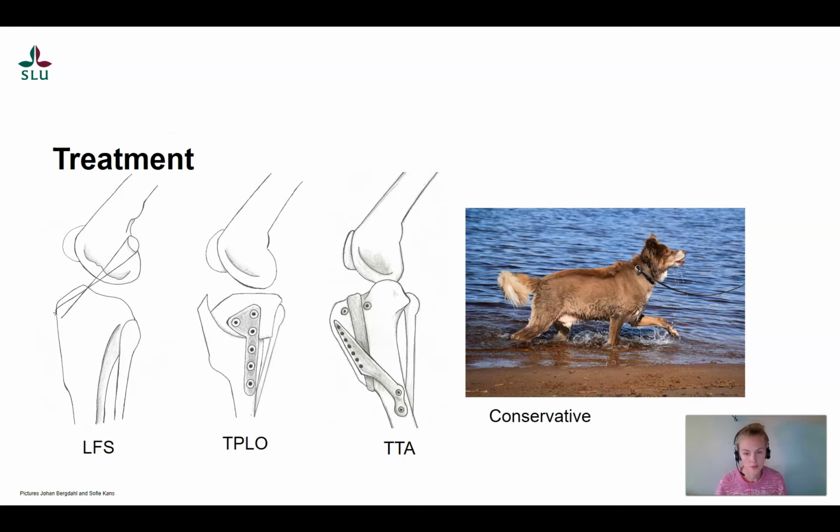Cruciate ligament rupture can also be treated non-surgically, also called conservative treatment. This includes restricted activity during the first weeks after the injury, physiotherapy, and treatment with painkillers, as well as weight loss if it's indicated. There are only a few studies that have evaluated the treatment outcome after conservative treatment of cruciate ligament rupture, but the method is generally only used in small dogs.